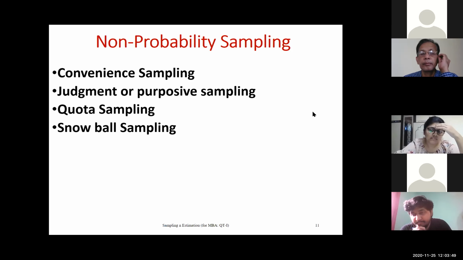Convenience sampling is based on time. You have a definite amount of time, but in judgment sampling, it's all about need and requirement. In that need, what you get, that you will take.